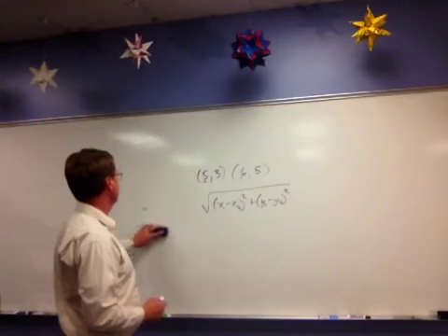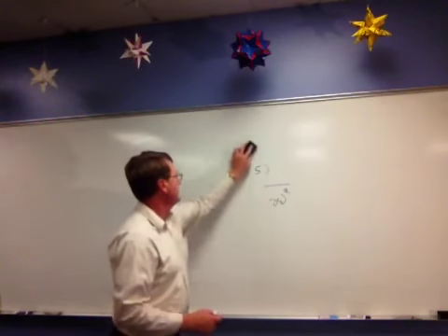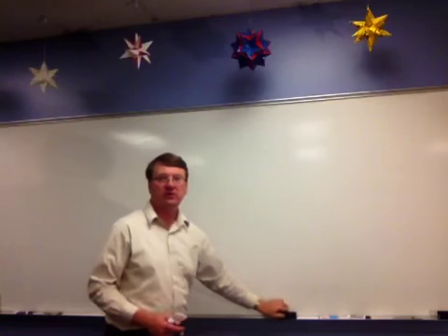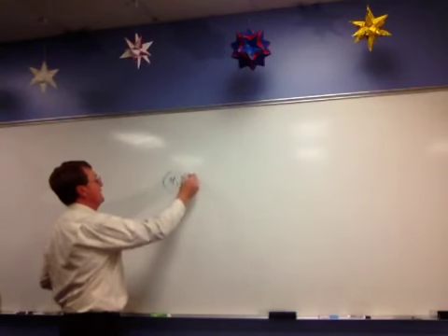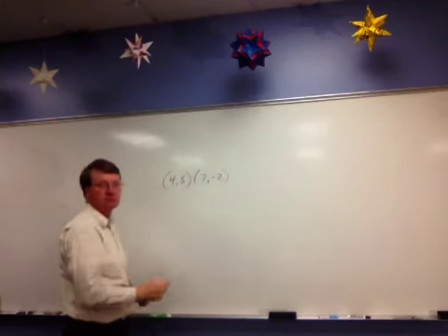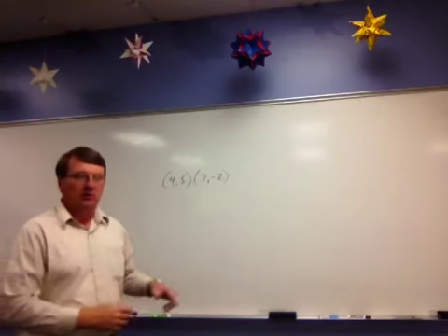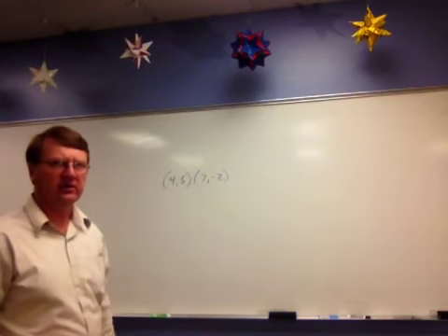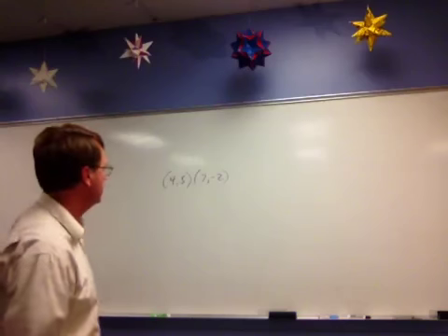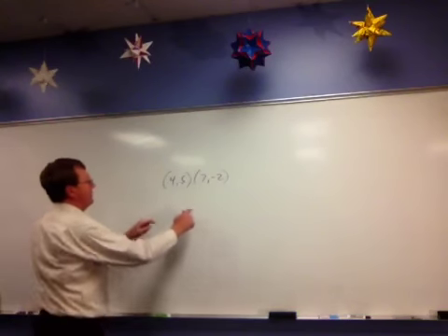Well, what's the difficulty? The difficulty is just watching out, first of all, a couple things. Let's take the point 4, 5 and the point 7, negative 2. Over 4, up 5. Over 7, down 2. Looks like this is going to be farther away than the actual points before. How far apart are these?